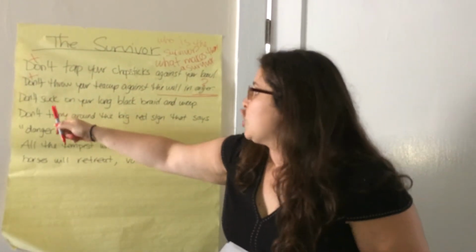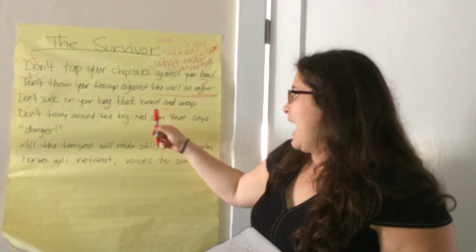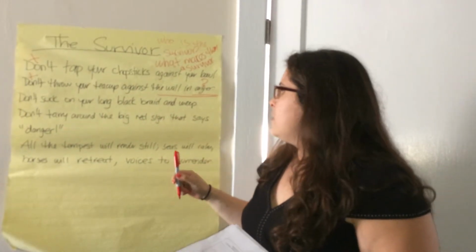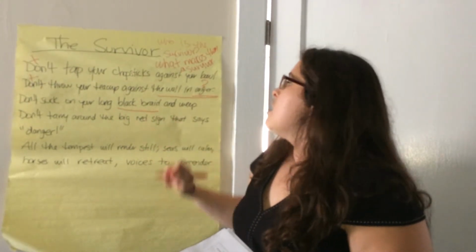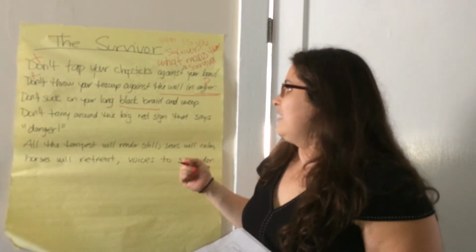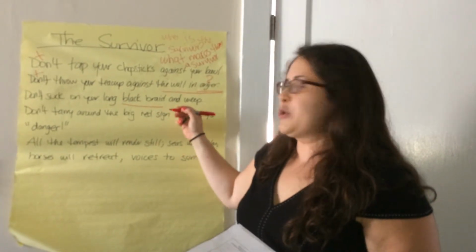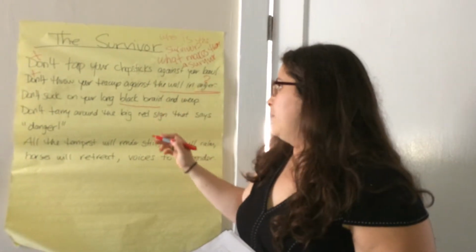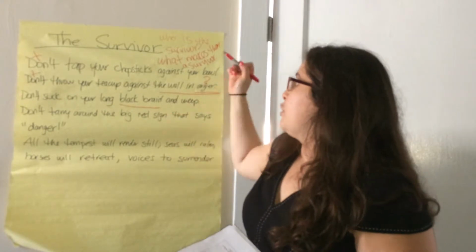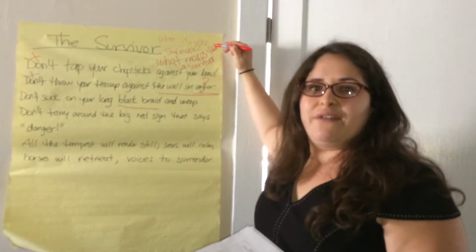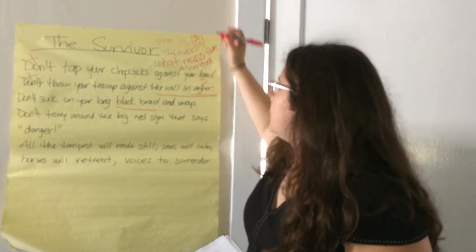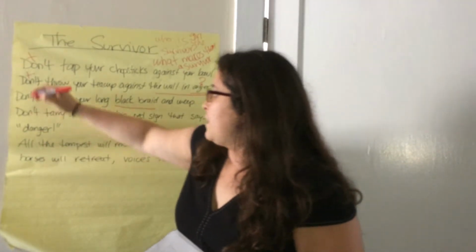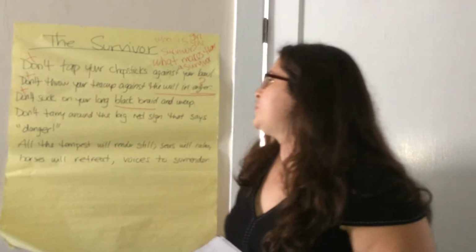Next one. Don't suck on your long black braid and weep. Black braid. So I think that more than likely this person is a girl, right? If she has a long black braid. So that kind of brings me back to who the survivor is. So here I'm just going to put girl. And I think that's a straightforward sentence, so I'm going to put a plus sign.